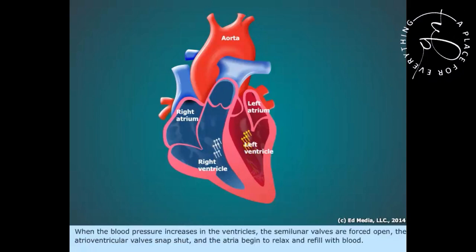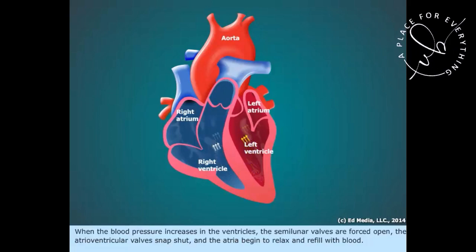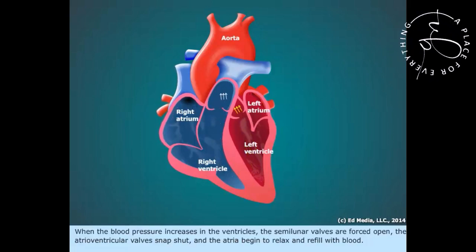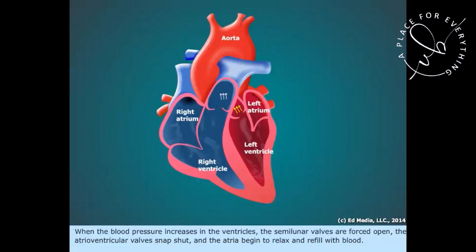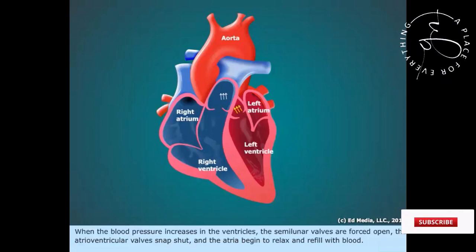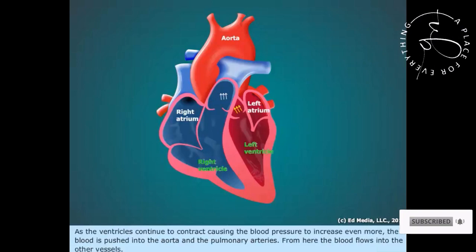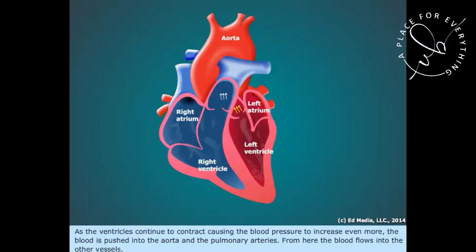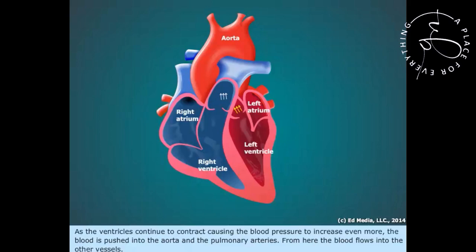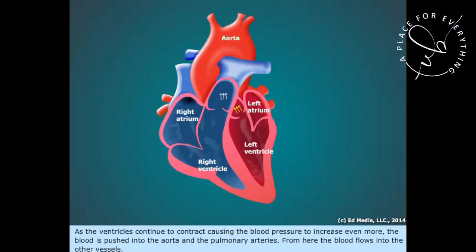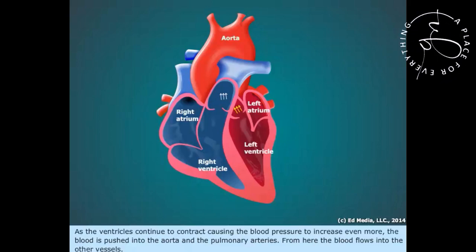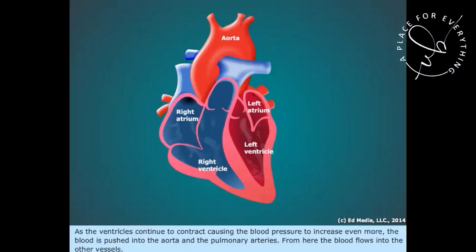When the blood pressure increases in the ventricles, the semilunar valves are forced to open, the atrioventricular valves snap shut, and the atria begin to relax and refill with blood. As the ventricles continue to contract, causing the blood pressure to increase even more, the blood is pushed into the aorta and the pulmonary arteries. From here, the blood flows into the other vessels.